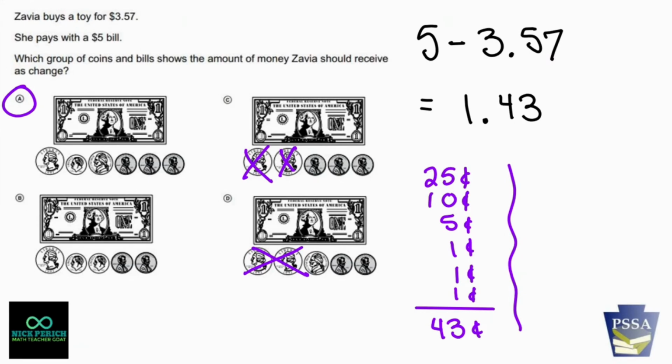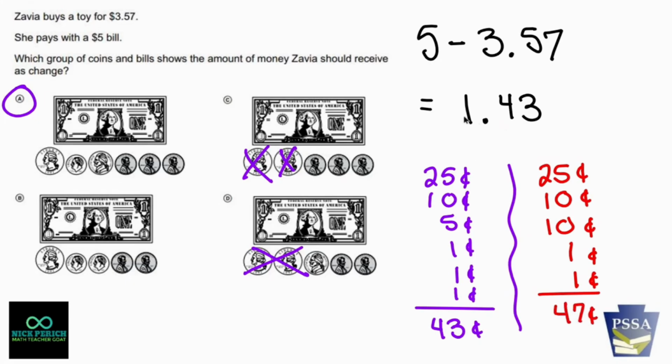Now let's just double check B, because I'm a little nervous. You never know. Okay, B is 25 cents, 2 dimes, which is 10 cents and 10 cents, and 2 pennies. This would give you a total of 47 cents, which is not what I want. I want $1.43. So B is a bit too much. So the only one that makes sense here is going to be A.